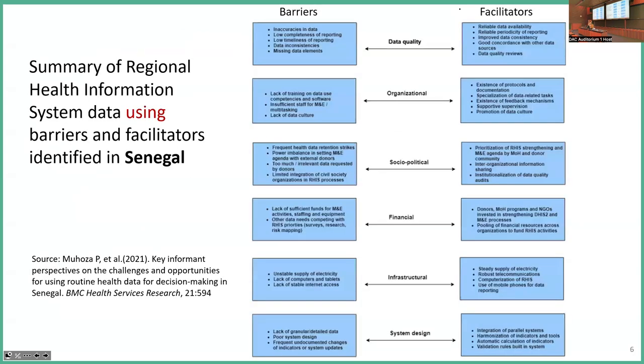This is a summary of the barriers and facilitators of the regional health information system identified in Senegal. During our study, we confronted a similar situation. We originally tried to collect data from before our project launched in 2018, but it was very difficult to access because, given the heavy volume, the MOH had downloaded all the 2017 and 2018 data, and we couldn't access it because of data security issues.